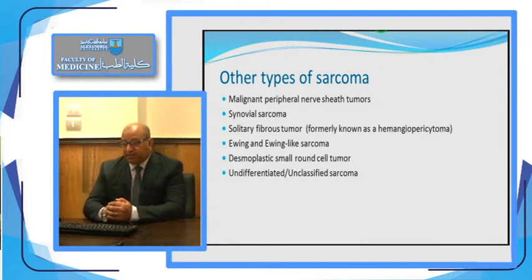Ewing and Ewing-like sarcoma is a disease most commonly of young adults and childhood. This is a plastic small round cell tumor. Undifferentiated or unclassified sarcoma has no cell differentiation towards either lipomatous tissue or towards fibromatous tissue. It is of unknown cell origin.